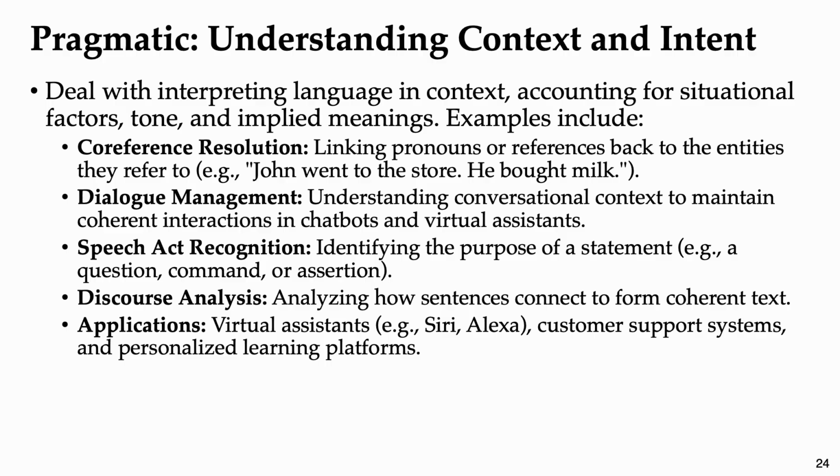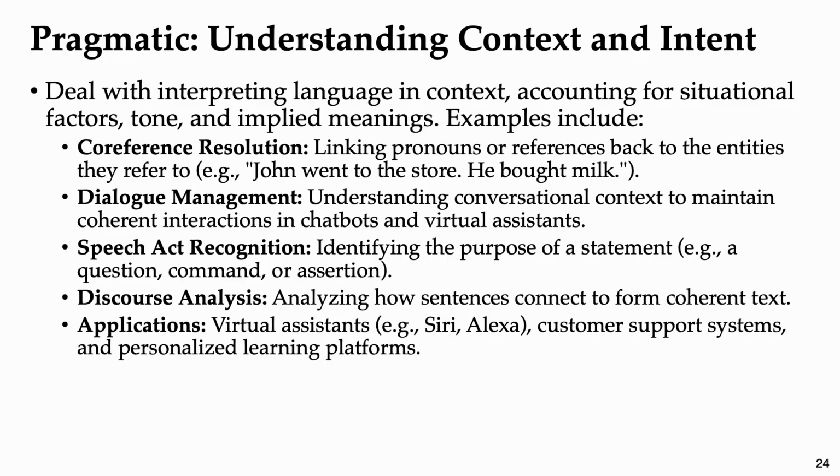Examples of pragmatic tasks include coreference resolution, where the goal is to link pronouns or references back to the entities they refer to. For instance, in a sentence like John went to the store and he bought milk, we need to know that he refers to John. If multiple entities appear in a sentence, resolving these references becomes more complex, especially when plural references such as they are involved.